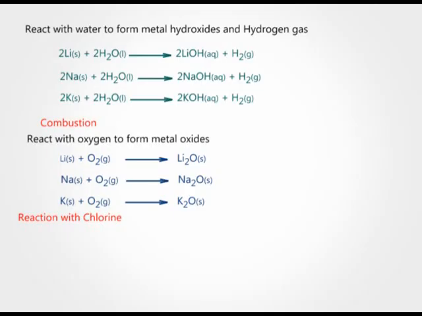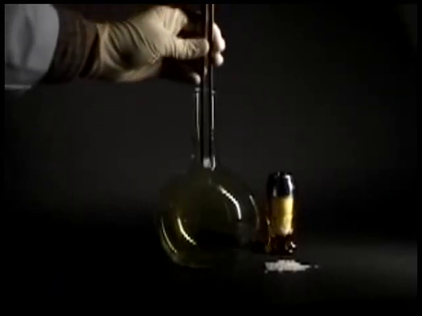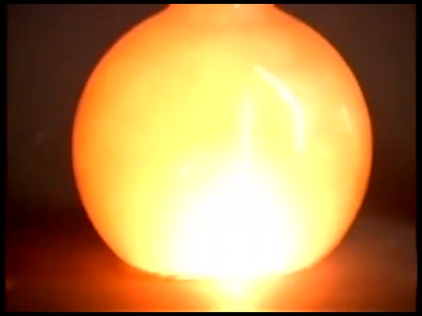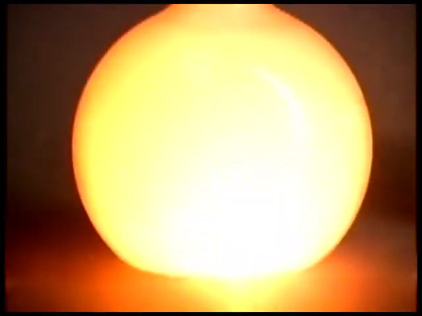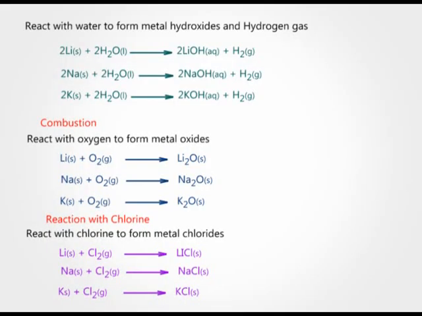Reaction with chlorine. When a hot sodium metal is lowered into chlorine gas, it bursts into flame and white sodium chloride is formed. Lithium reacts less vigorously with chlorine, while potassium will react explosively. Alkali metals react with chlorine to form their corresponding metal chlorides.